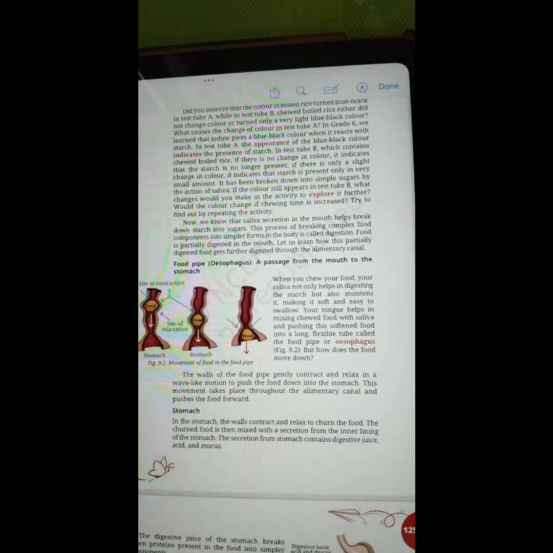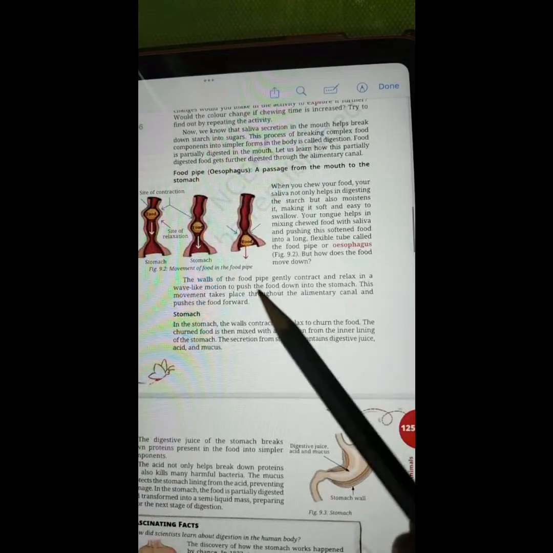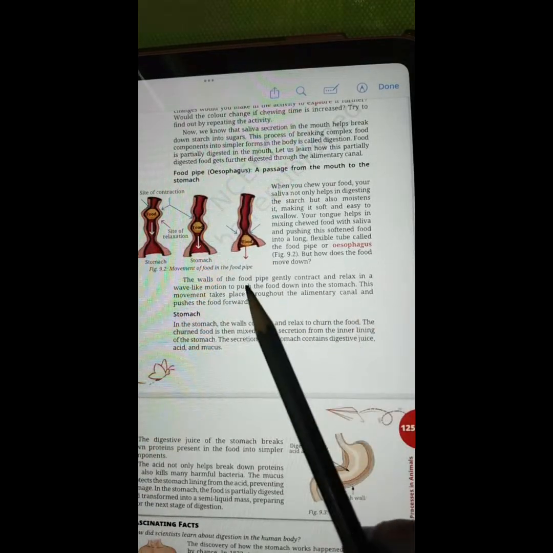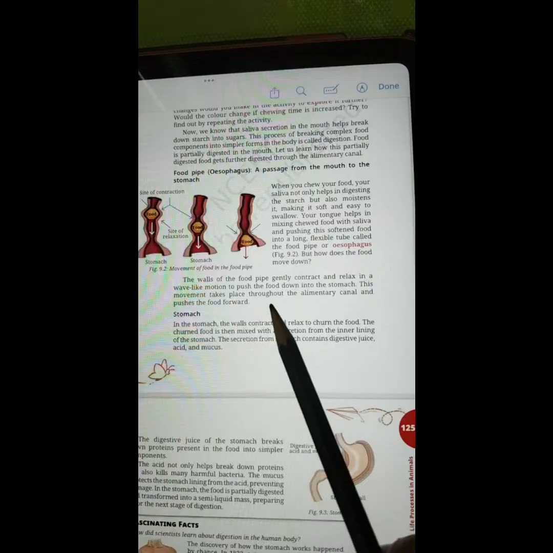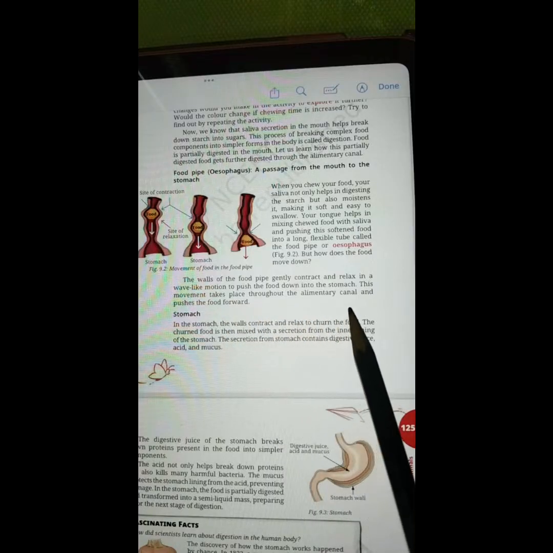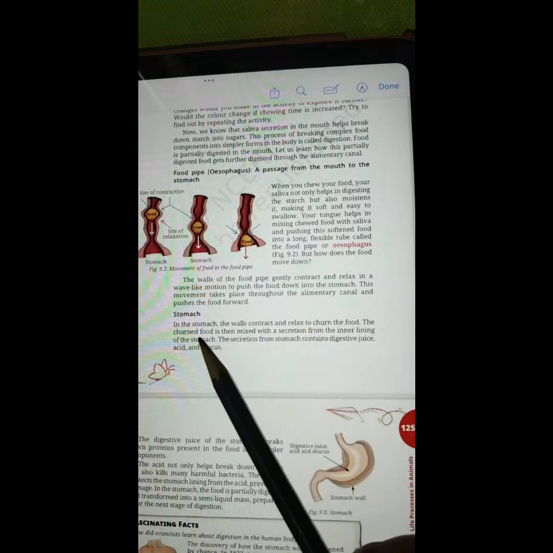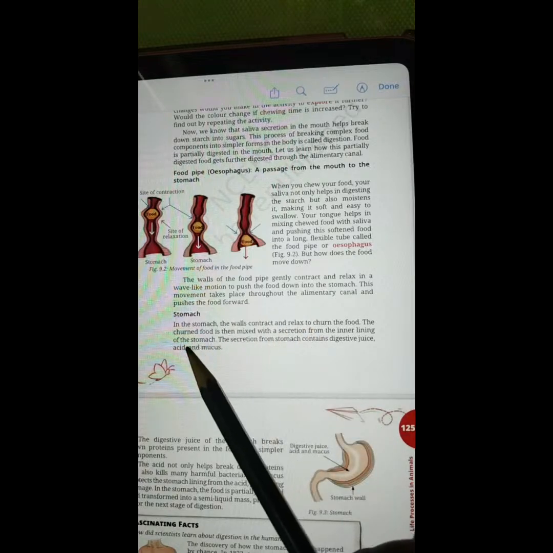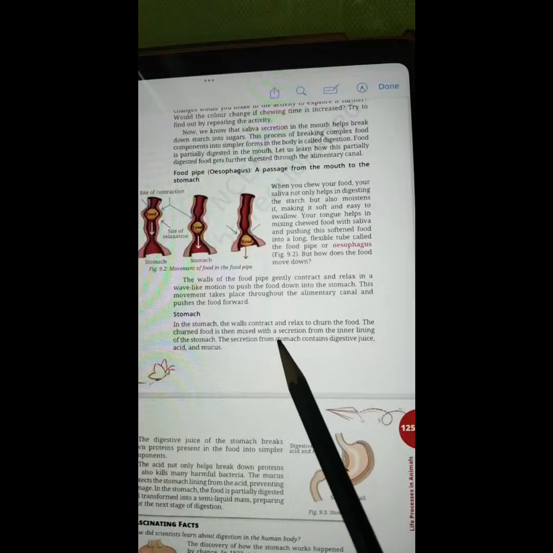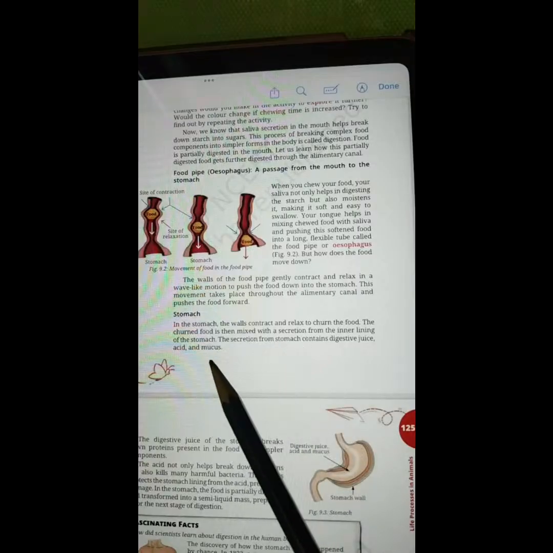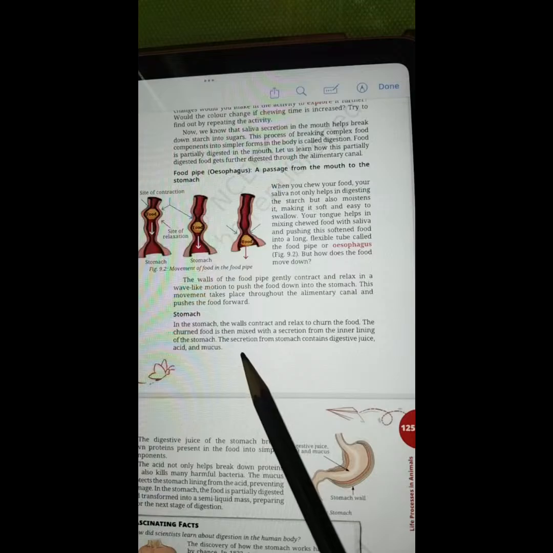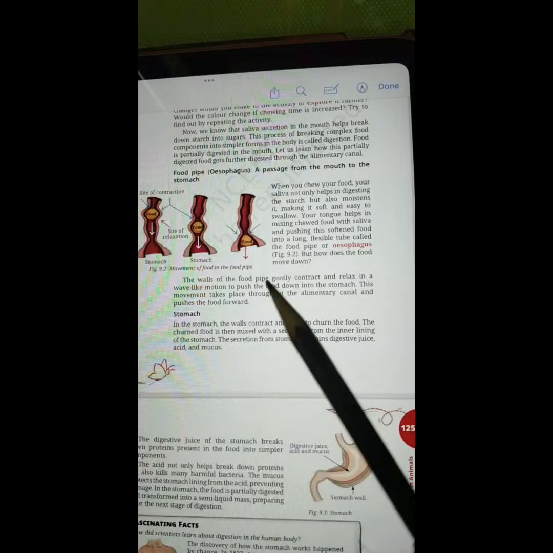But how does the food move down? The walls of the food pipe gently contract and relax in a wave-like motion to push the food down into the stomach. This movement takes place throughout the alimentary canal and pushes the food forward. Stomach. In the stomach, the walls contract and relax to churn the food. The churned food is then mixed with the secretion from the inner lining of the stomach. The secretion from the stomach contains digestive juice, acid, and mucus.